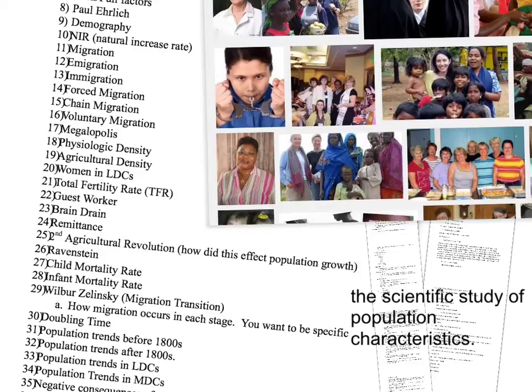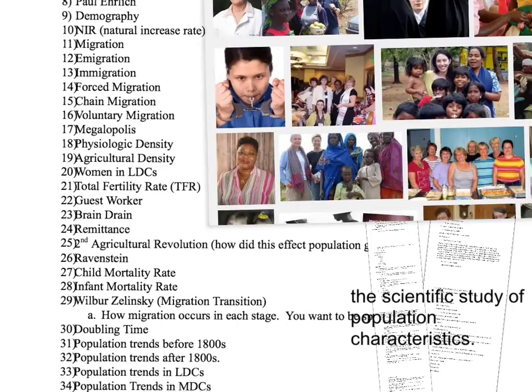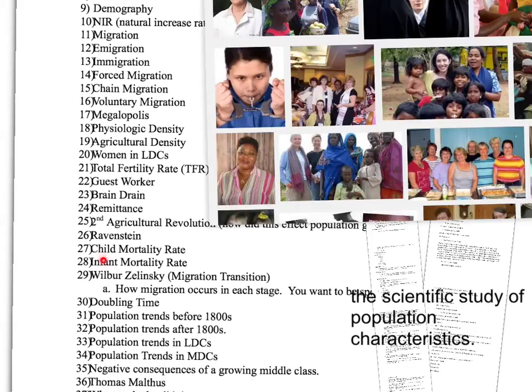Most people on the other side of the globe aren't familiar with Aiken, South Carolina. They're familiar with New York City or Atlanta or Chicago or large urban areas, which is the reason why those places attract more migrants. Look a little bit further down, number 27, 28, child mortality and infant mortality.